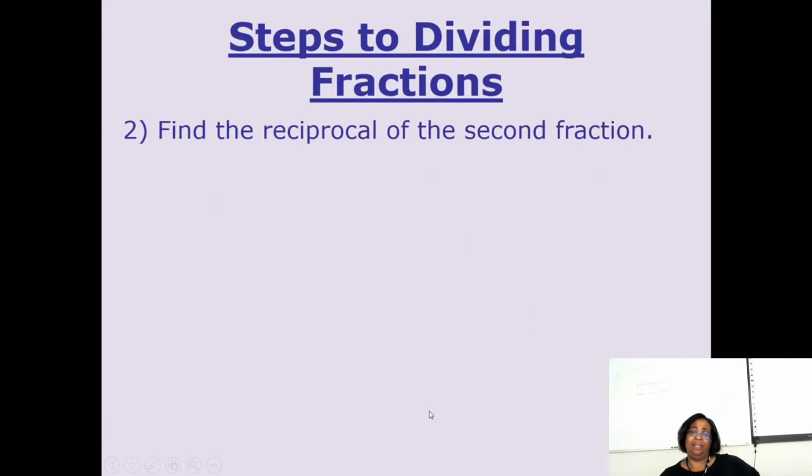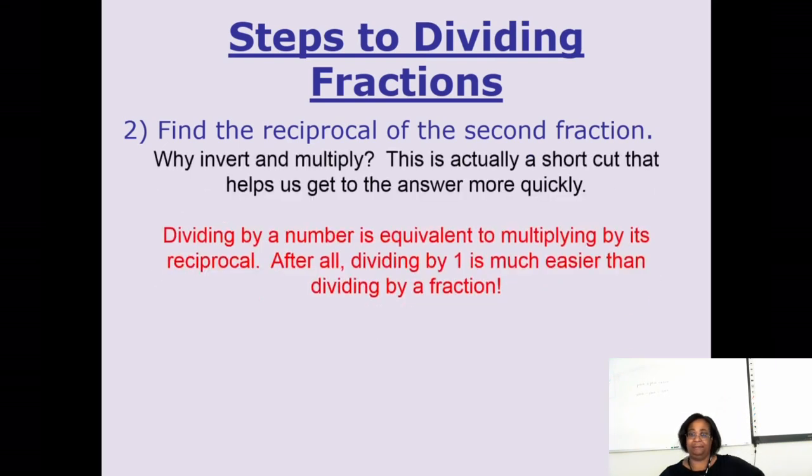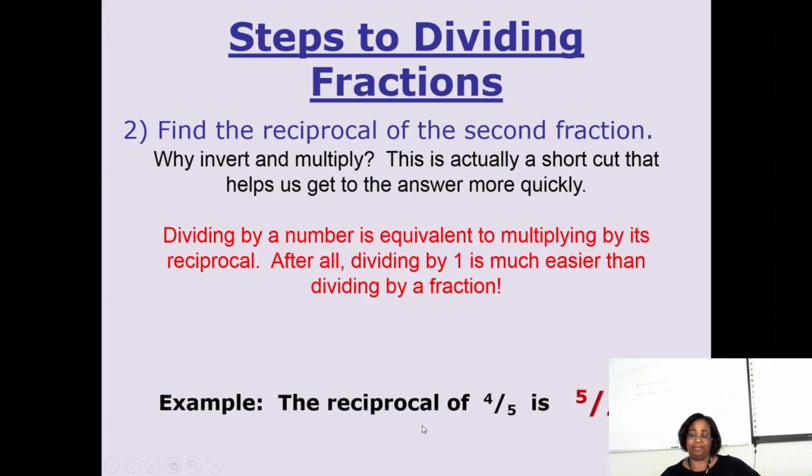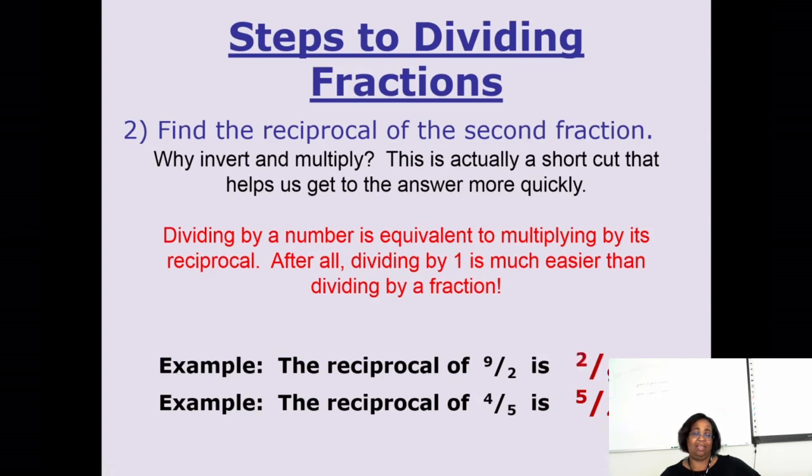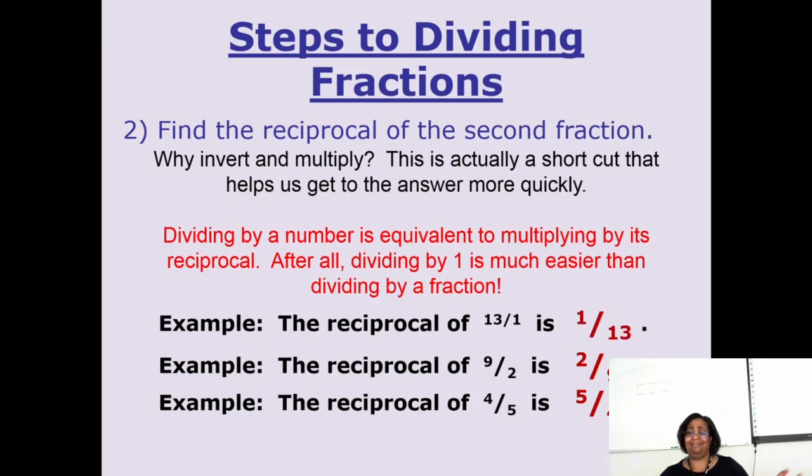Don't forget it. Then number 2, find the reciprocal of the second fraction. Numerator and denominator are going to switch positions. That's all you're doing is flipping them over, taking the inverse, making a reciprocal. It is much easier to multiply than try to divide. That's why I'm doing this, okay? It's just so much easier. What's the reciprocal of 4/5? 5/4. What's the reciprocal of 9/2? Okay. And what is the reciprocal of 13/1? Okay, good. So you guys got it.